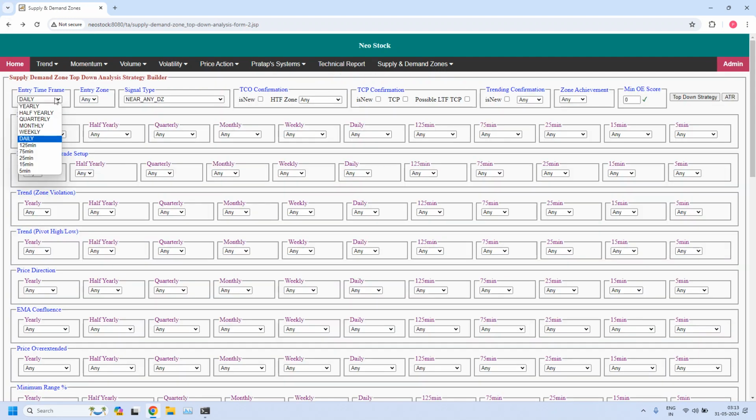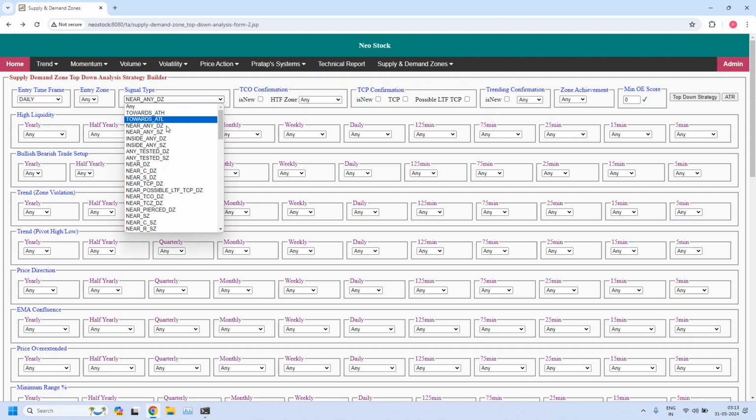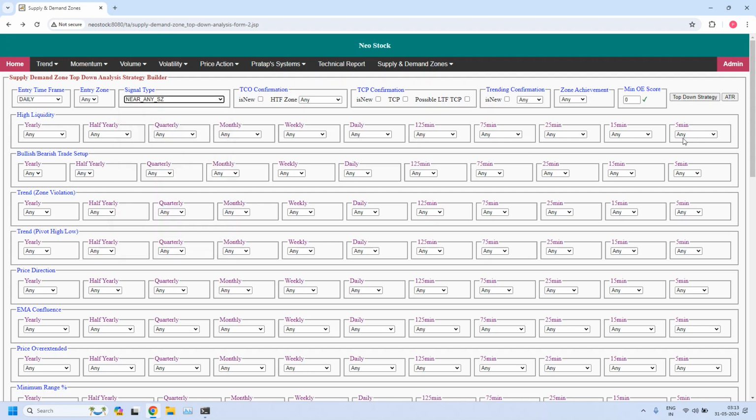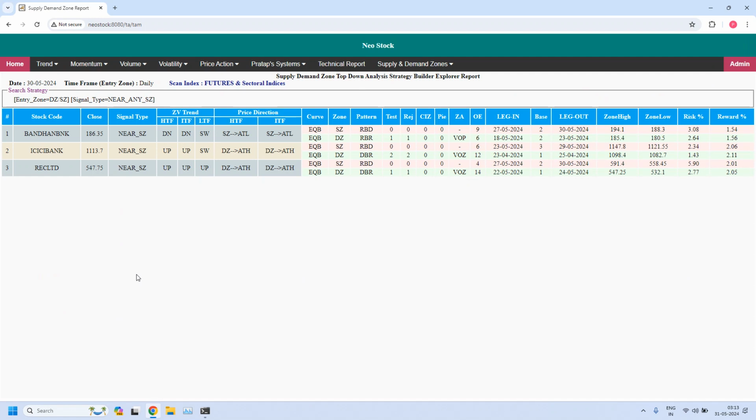Going back, for daily time frame, let us find the stocks near daily supply zone. 3 stocks are filtered near to the daily supply zone, and there are no high liquidity supply zones in the daily time frame. Okay, let us generate the next report.